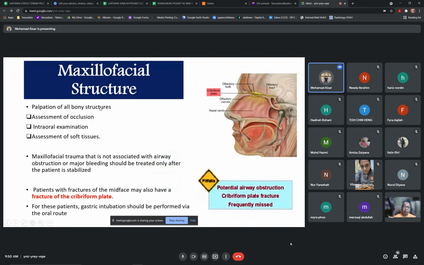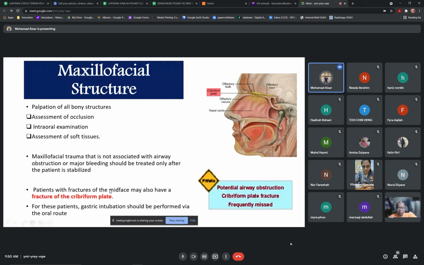For maxillofacial structure, we palpate all the bony structures and assess for any occlusion, examine the intraoral and also assess the soft tissue. And the maxillofacial trauma that is not associated with airway obstruction or major bleeding should be treated only after the patient is stabilized. And here you can see potential airway obstruction in the fracture of cribriform plate.